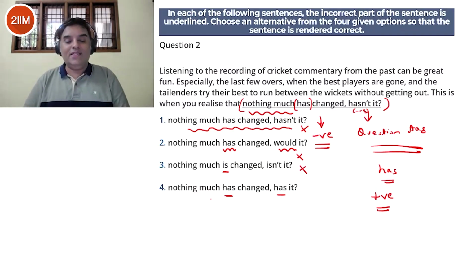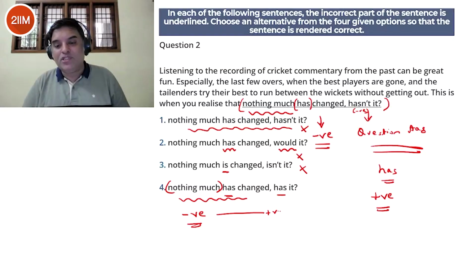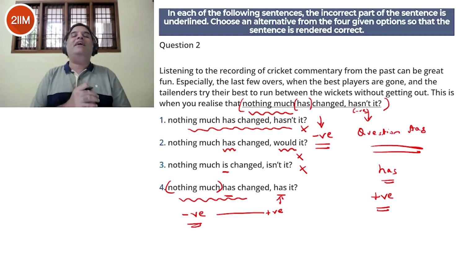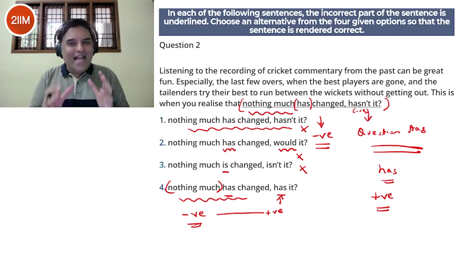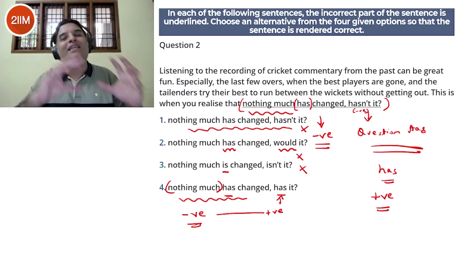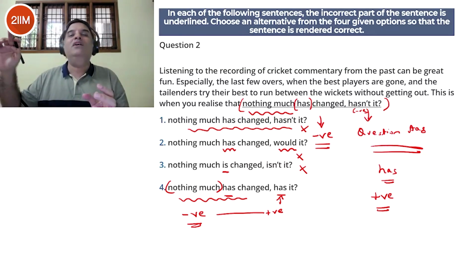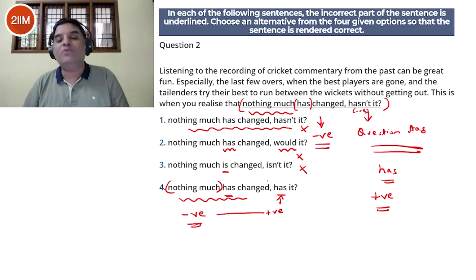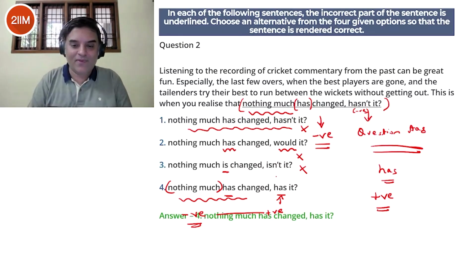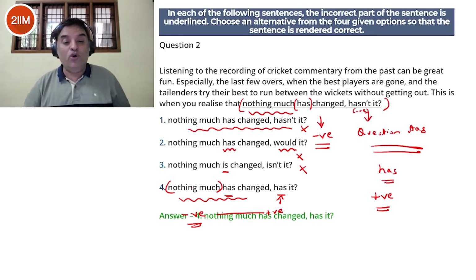Okay. Now look at this. You are saying, again, nothing much is same. This part is same. This is still negative because of nothing much. If this is negative, you have to make it positive, and therefore has is correct. Okay, so this can be confusing because you have has here, right? But consider the whole phrase, nothing much has changed. So that means it is negative, and therefore you have to make sure the question tag is positive. So that's why it will be has it. Okay, so the answer is 4. Nothing much has changed, has it.